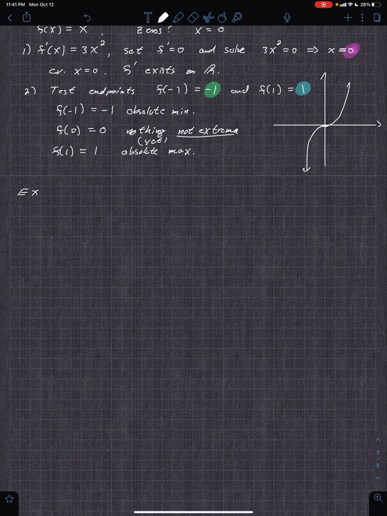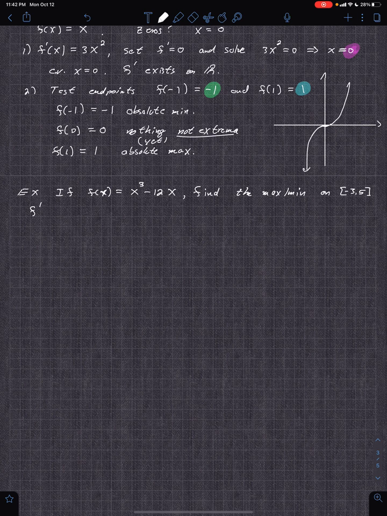Okay, so another polynomial. If f of x equals x cubed minus 12x, find the maximum and minimum on the closed interval from -3 to 5.